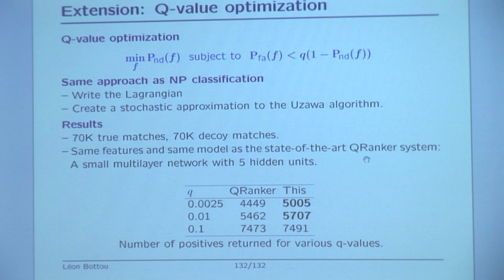What you see is that if you do it this way, for a small value of the Q value, which means if you want to be very sure about your positives, you return slightly more positives. So you have slightly more sensitivity to what you see. But it doesn't say much because we don't know if they're positive or not. It's just that it's going to give you more candidates with fewer decoys. Or if you fix the proportion of decoys, it's going to give you more candidates.